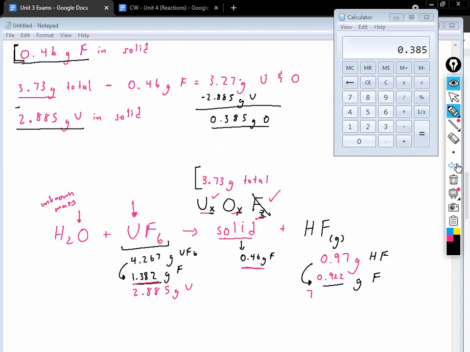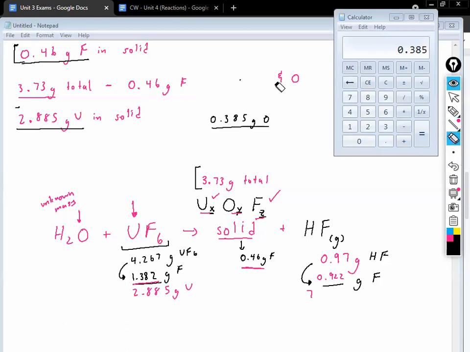All right, now all we need to do is find out the formula. Does everyone have these masses written down somewhere? Okay, so now it's empirical formula time. What we need to do is use these numbers to find the empirical formula.